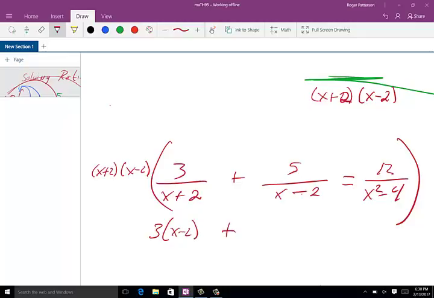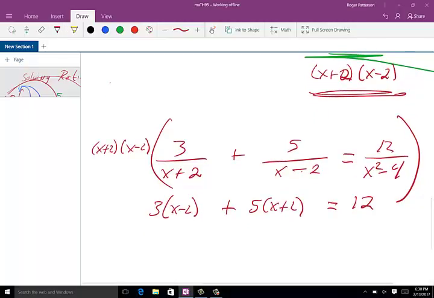Good. Plus, what about the 5 thing? What's going to be left there? 5 times x plus 2. Equals, what about over here? 12. So again, we're multiplying by that x minus 2, x plus 2. That clears the bottoms. All right, gives us a nice, fairly clean equation to solve.